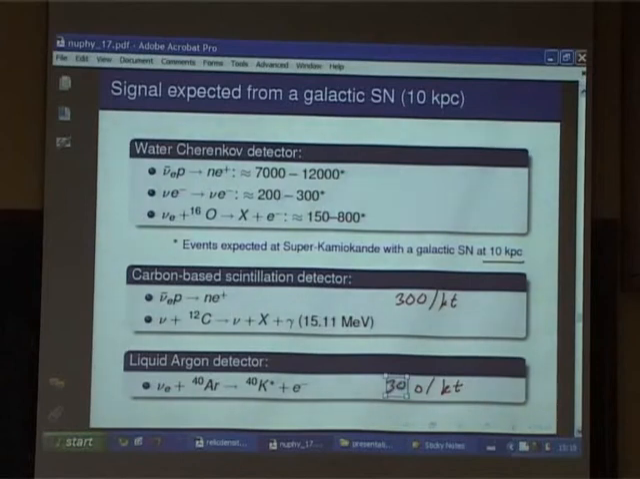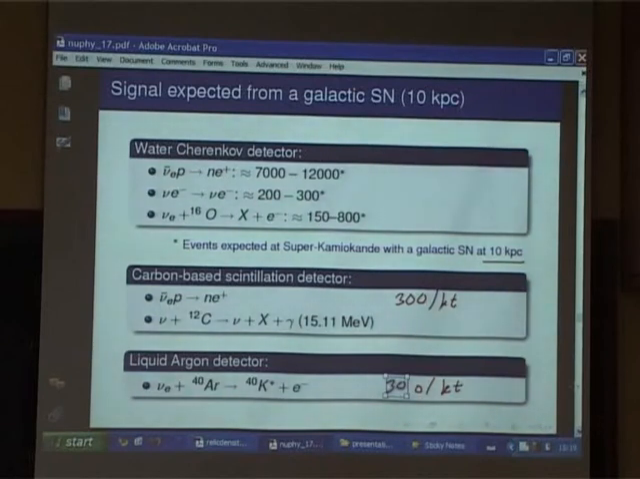So, in these two detectors, you will not be able to see many ν_e events. But in the liquid argon detector, you can see many ν_e events. So, in that sense, this is a very special detector, and therefore, a lot of R&D will happen on liquid argon detectors, especially for detecting ν_e events. So, we are looking at events of the order of 10,000. So, we can really consider the spectrum reasonable.